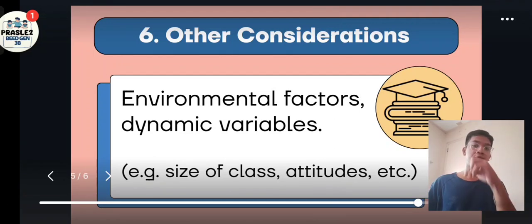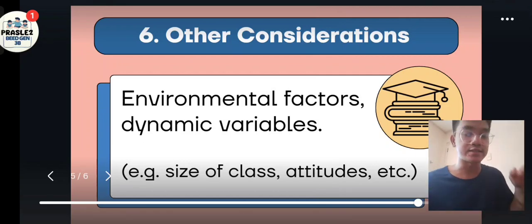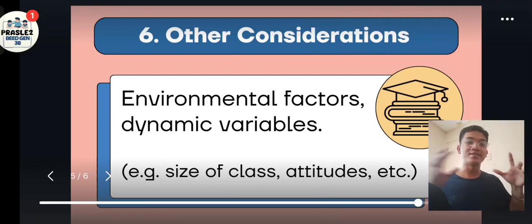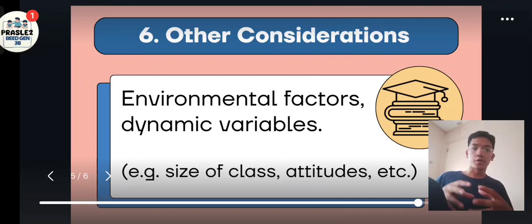So you must deal, especially like this, the size of class, the attitudes. You are dealing also with their behavior. So those kind of students, hindi sila pare-parehas. So if you select these instructional materials, but it is not suitable for one student only, it might be suitable for, let's say, 5 to 10 students, but for the rest of the students, it is not. So in selecting instructional materials, you must also consider this kind of things, especially the size of class.